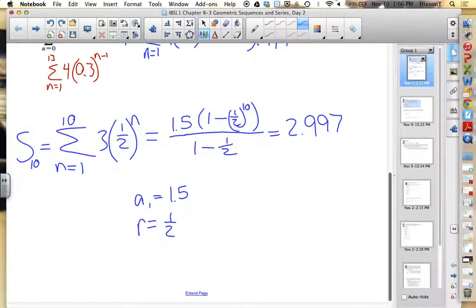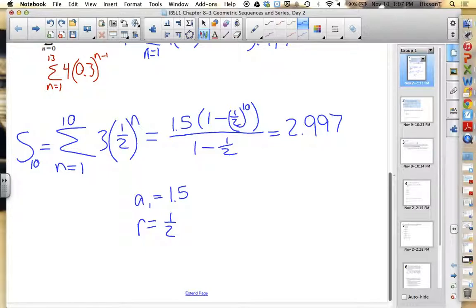Okay. So 1 minus 1/2 to the 10th. 1/2 to the 10th is really small. It's like 1/128th, I think, or 1/1024th, sorry. 1/1024th. So that's what you're subtracting from 1.